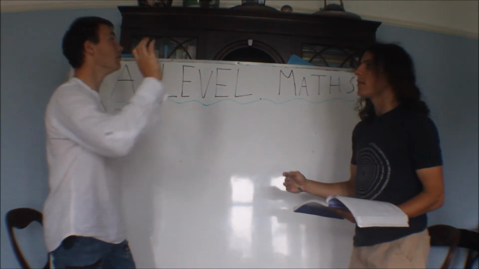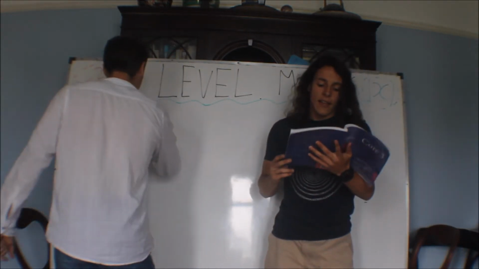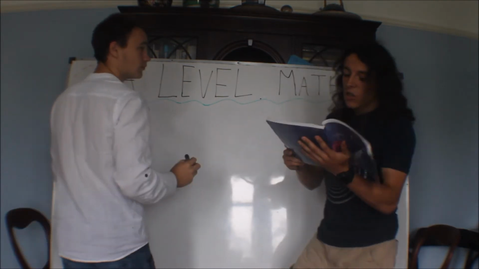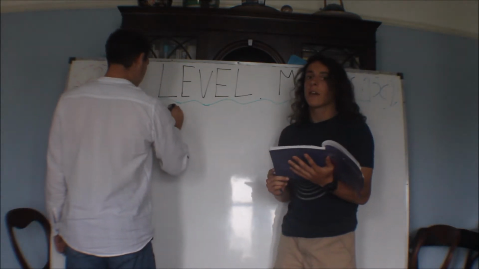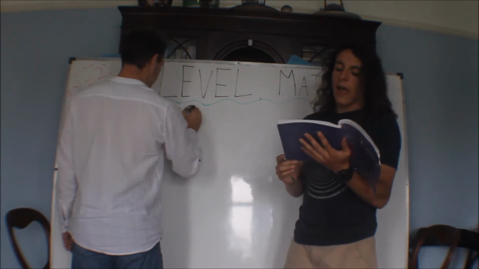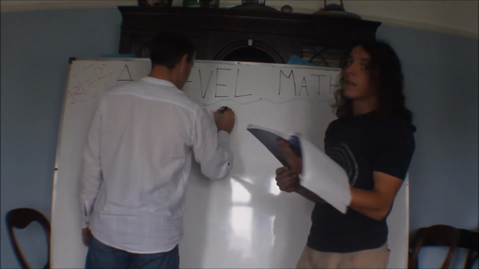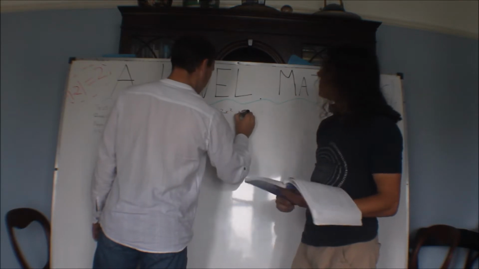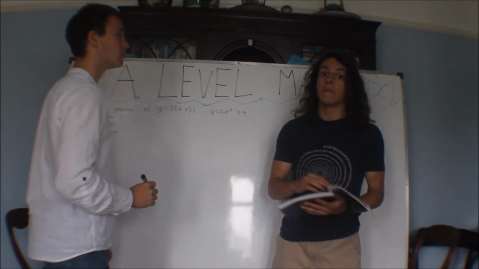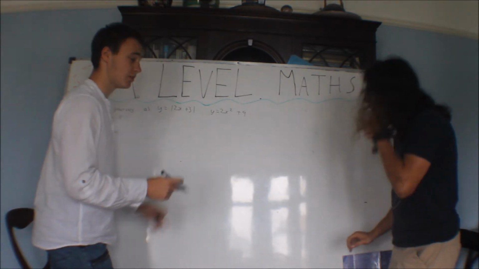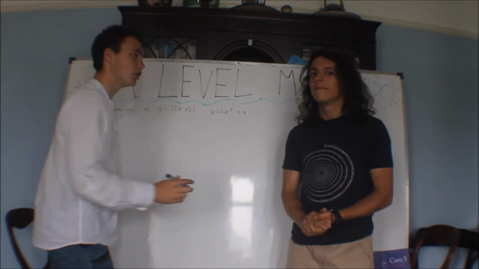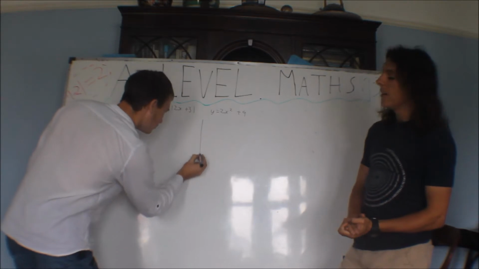Cheers. So it says 5A: sketch on the same diagram the graphs of y equals modulus 2x plus 3 and y equals 2x squared plus 9. This is a thing that you should do in exams anyway. You should be sketching it, even if it doesn't say sketch it, but if it does say sketch it, it's absolutely critical. So let's do that.